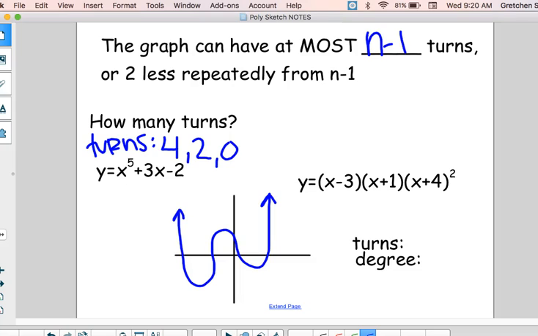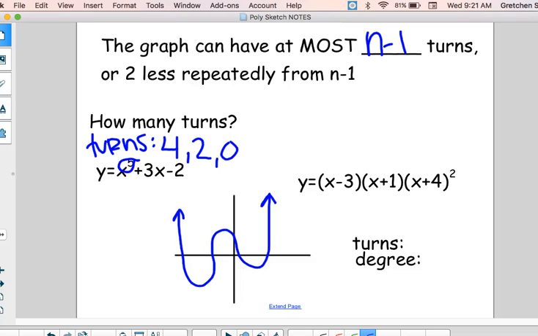So knowing just that if you have a highest exponent of 5 and it can take 4, 2, or 0 turns, could this possibly be the graph for this? No, the turns don't match up. What else doesn't match up? What are these tails doing? Yeah, they're going together, but if this has a degree of 5, what would the tails have to be? Opposite. So we're looking at those connections between the equation and then what the graph would look like.